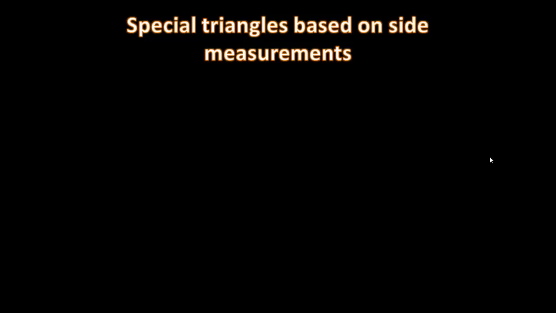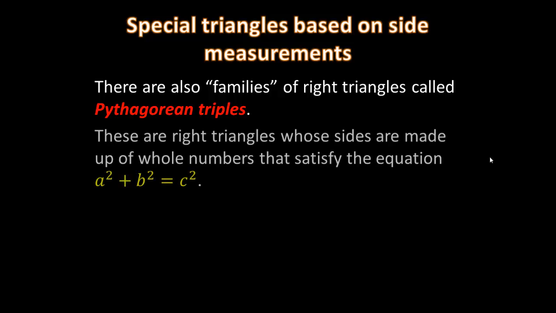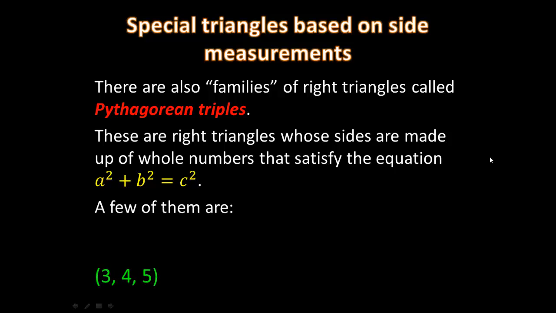So let's go on to special triangles based on side measurements. There are families, notice I put quotes around them, of right triangles called Pythagorean triples. These are right triangles whose sides are made up of whole numbers that satisfy the equation a squared plus b squared equals c squared. A few of them are 3, 4, and 5. Now what do I mean by they satisfy that? Well, I've got these three side measurements. If I plug these in, 3 squared is 9, 4 squared is 16. If you add those two together, I get 25, and the square root of 25 is 5.